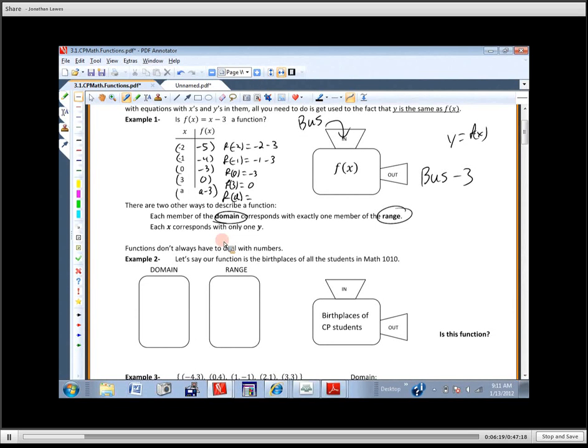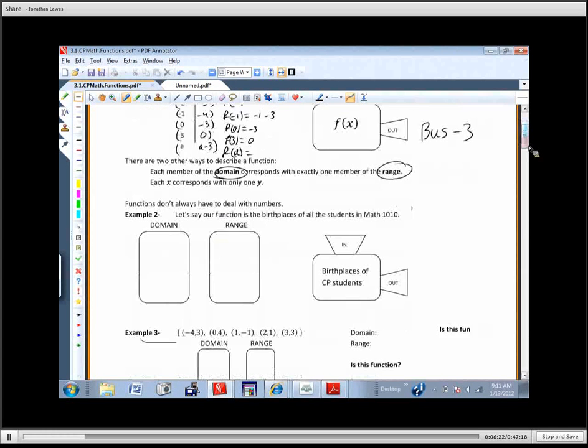Okay, so functions don't always have to deal with numbers though. Let's say we were doing birthplaces of all the students in Math 1010 or college prep or whatever it happens to be. So let's take Alex here. Is that okay, Alex? Okay. And let's take Caitlin. And we'll take Chase. And we'll do Amanda. And let's see, Josh. Those people can all be in the domain because they're in this class.